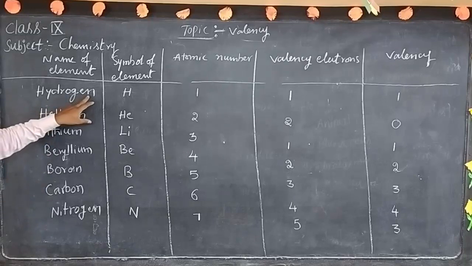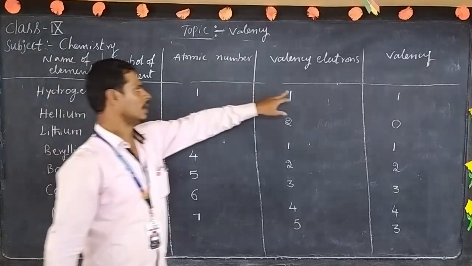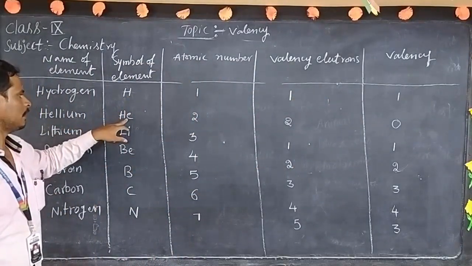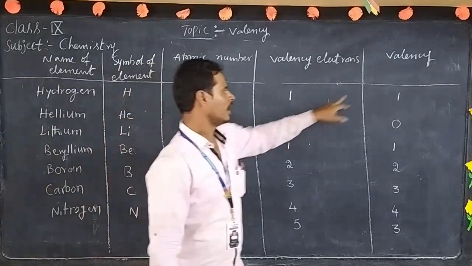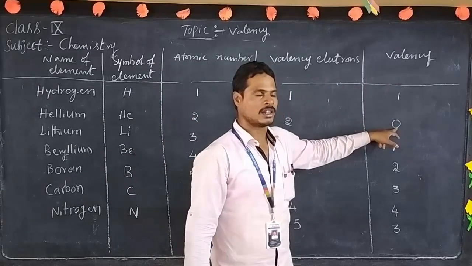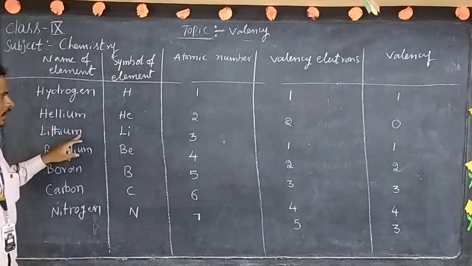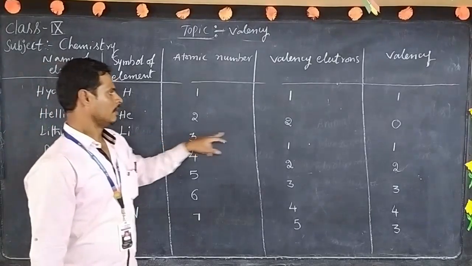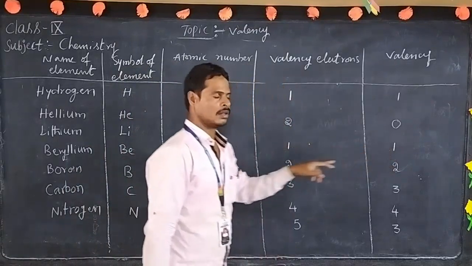So here, hydrogen: symbol H, atomic number 1, valence electrons 1, valency 1. Next helium, symbol He, atomic number 2, valence electrons 2, valency 0, because helium is an inert gas. That's why inert gases have 0 valency. Next lithium, symbol Li, atomic number 3. Valence electrons 1. Valency is 1.